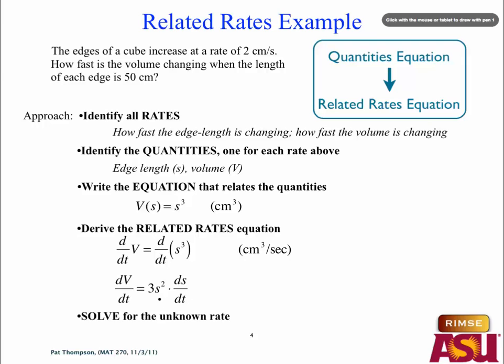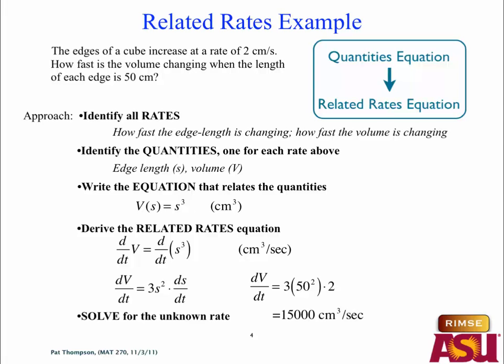Do we know s? What is it? 50. We want that moment that it's 50. And do we know ds/dt? Yeah, that's how fast the edge length is changing. That's 2. So we got everything we need. We're home free. So dV/dt is 3 times 50 squared times 2, which is 15,000 centimeters cubed per second. That's how fast the volume is changing per second at that moment when the edge is 50 centimeters.